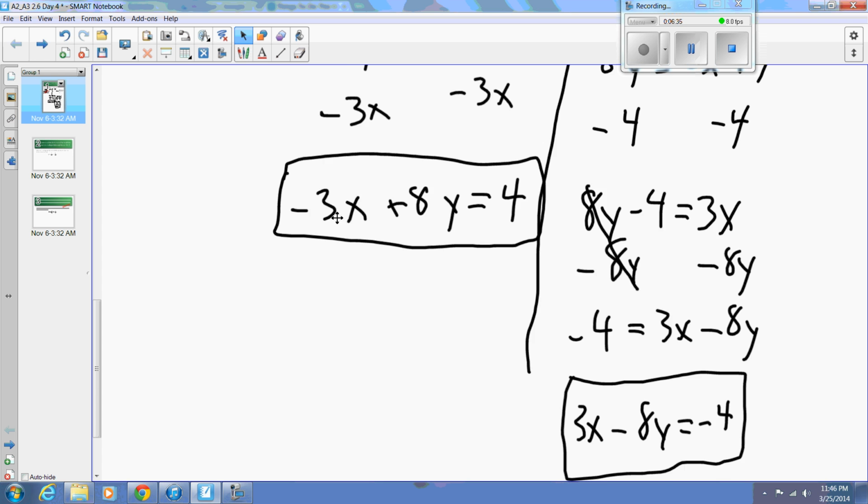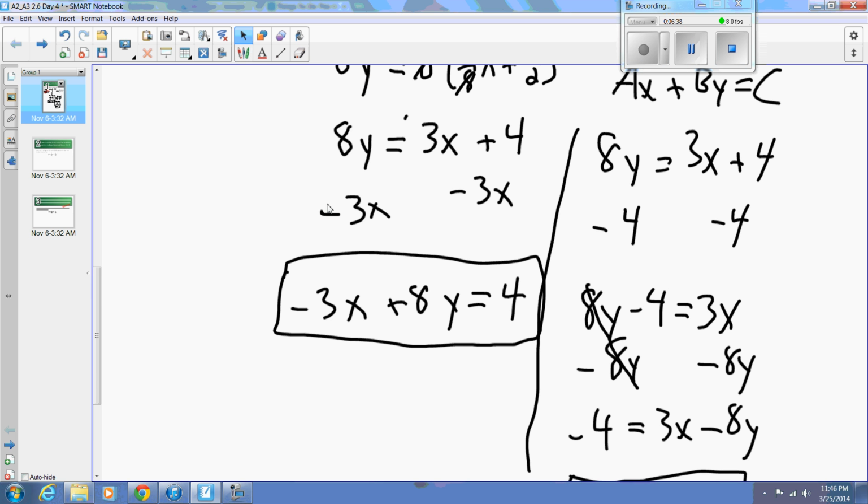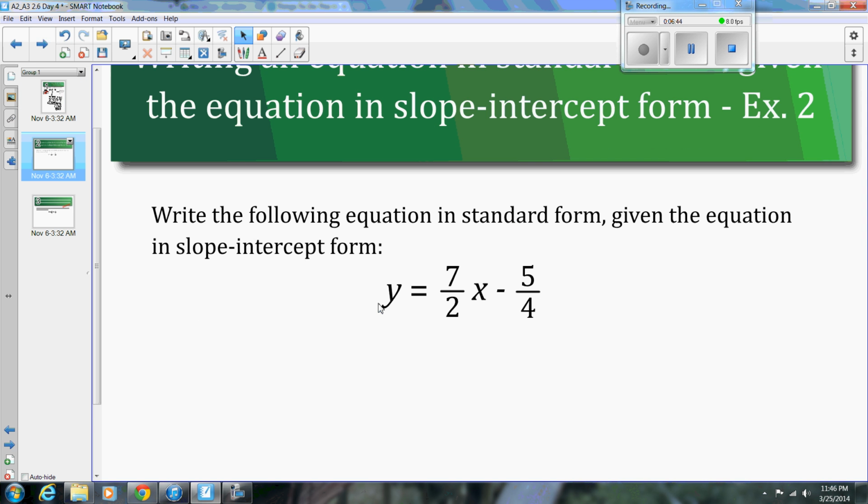So don't get confused. Don't say to yourself, oh, which one am I doing? As long as the x's and the y's are on one side and the constants on the other, it's in standard form. Okay, so let's do another one here.